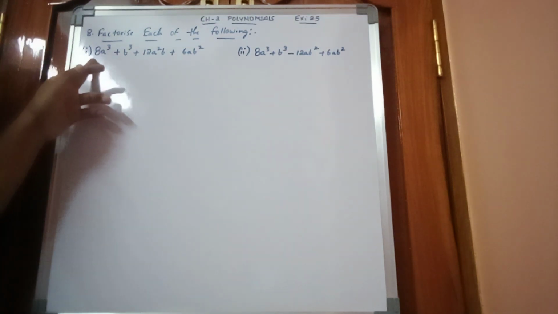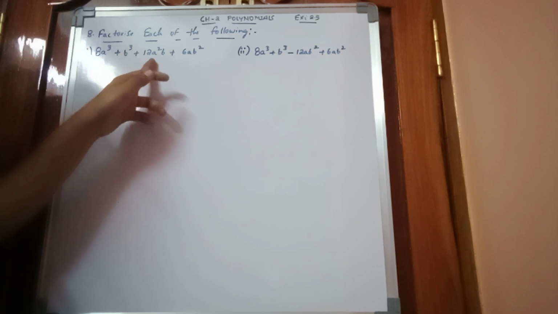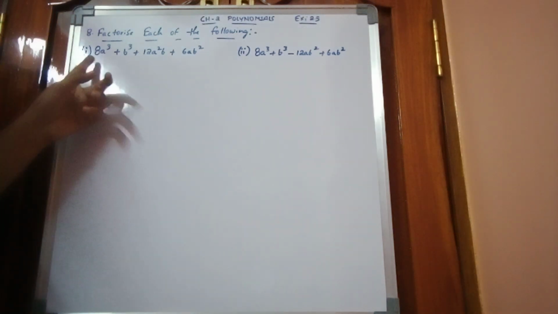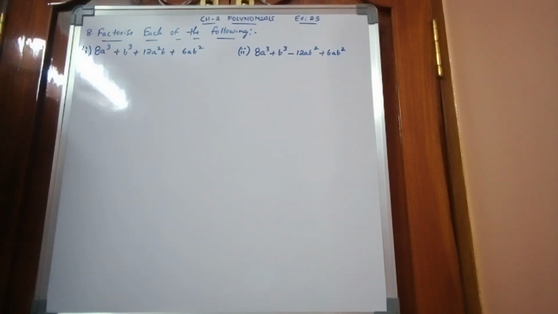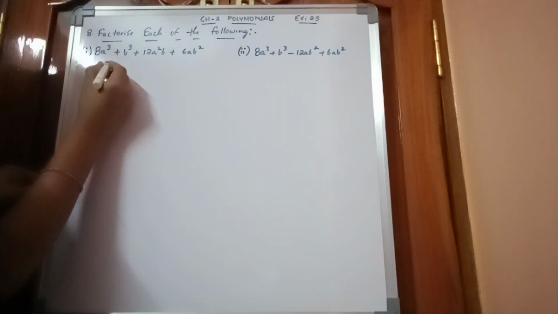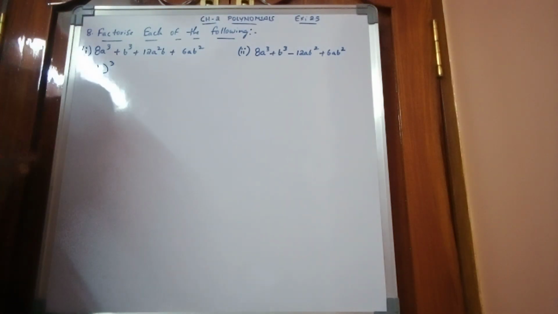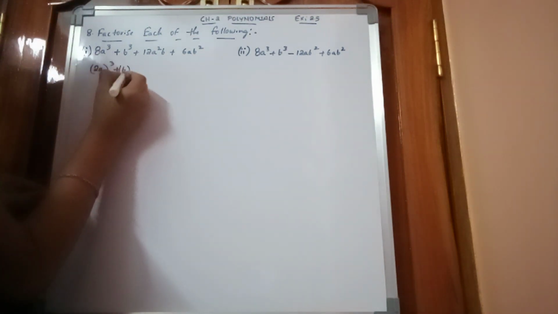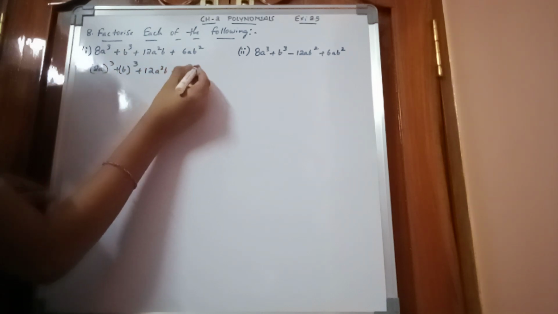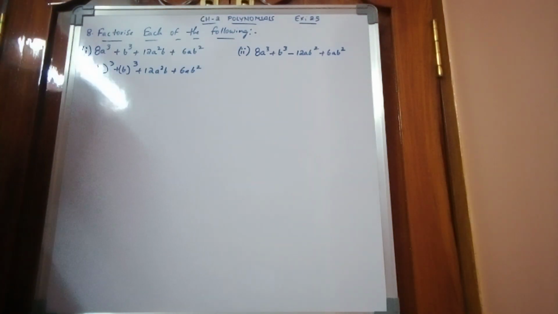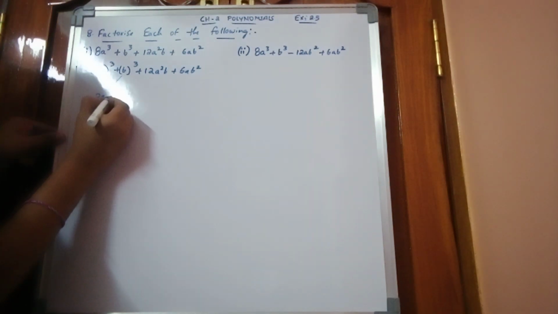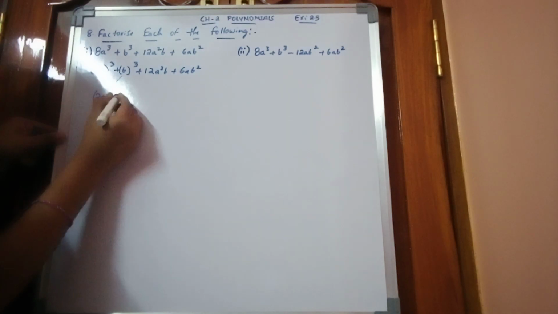Now see here, the first one: 8a cube plus b cube plus 12a square b plus 6ab square. See the first one, 8a cube. 8a cube is a perfect cube, that is 2 cube a cube, so you can write 8a cube as (2a) whole cube, and b whole cube, and plus 12a square b and plus 6ab square. Now these two terms are both cubes, so we can write (2a plus b) whole cube.